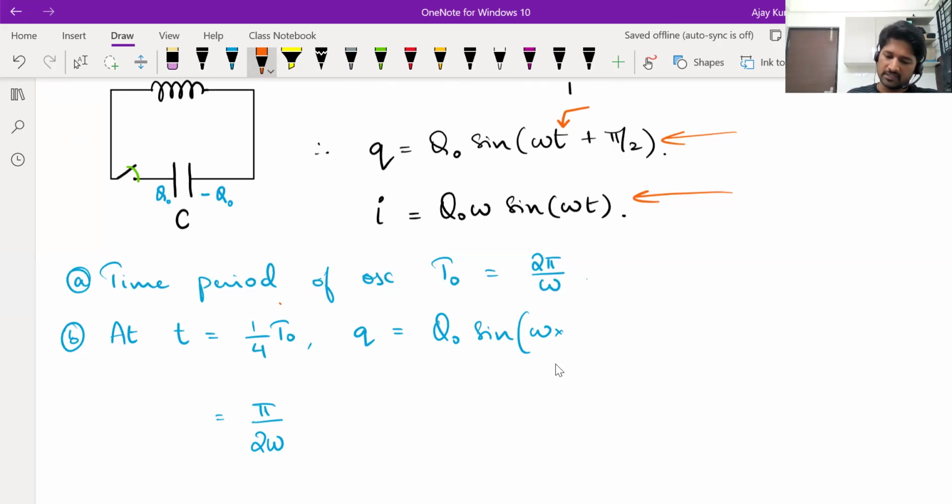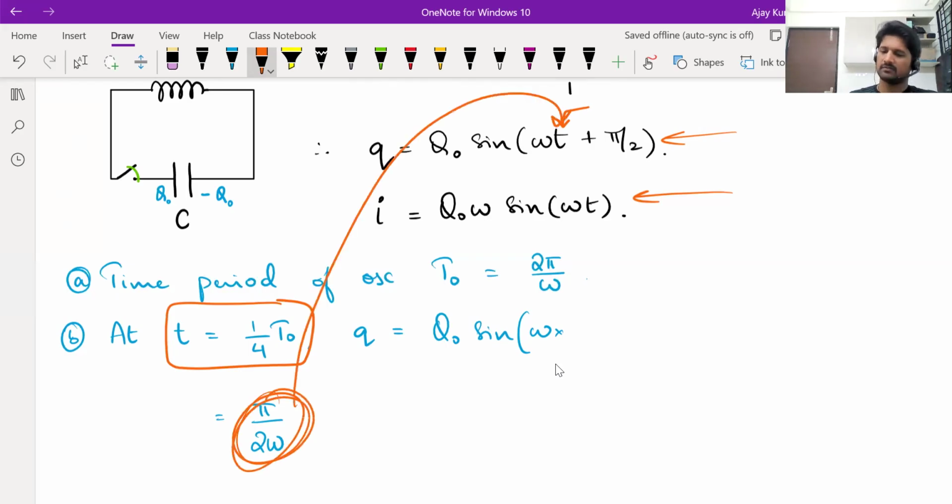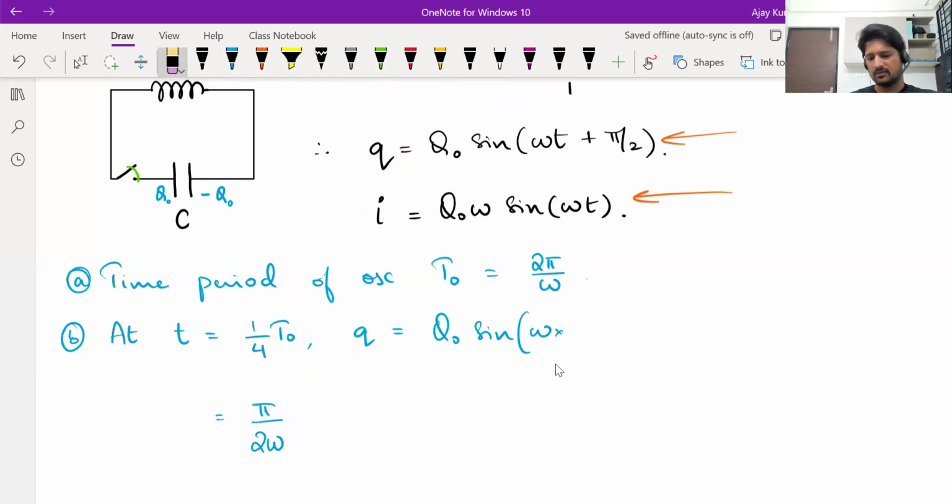So when small t is equal to T naught by 4, I asked you to find out the charge. So you will put this in place of small t, no? That's the time. Okay, one minute, sir, I'll solve. Fine. Others also, Pradyun, Isha, solve it and come up with some answer. It's easy only. You just have to substitute the time pi by 2 omega there, and then simplify the sine function.